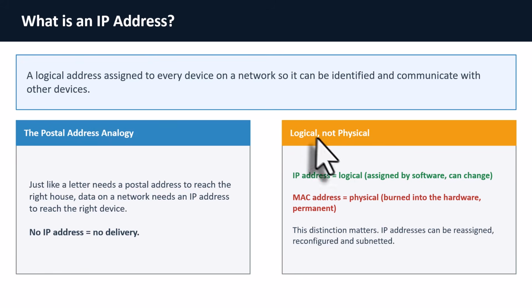Now, the key important thing to note is that it is logical, it's not physical, because with the IP address, which is the internet protocol, this address is logically assigned to different devices. That means that it can change. Unlike the MAC address, which is physical in nature. Why? Because it comes burnt into the hardware. For example, the network interface card will come with its own MAC address. So this distinction matters because IP addresses can be reassigned, reconfigured, and subnetted like you'll see later on.